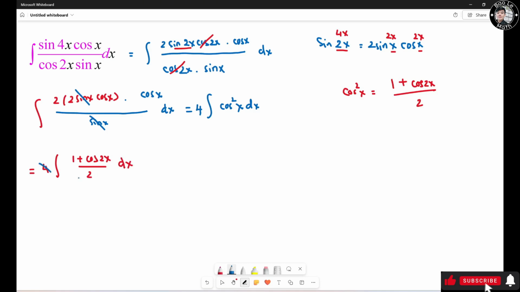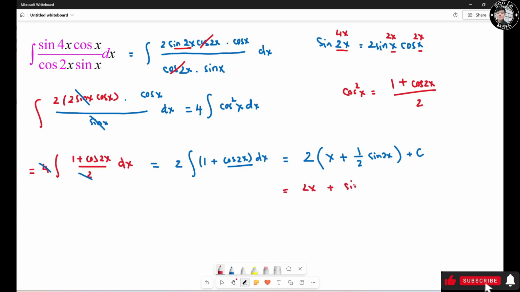ds. Now 4 and 2 right here cancel out, so I have 2 left. So it can be 2 times the antiderivative of 1 plus cosine 2s all together ds. Now it's going to be 2 times the antiderivative of 1, which is s. This is going to be plus 1/2 sine 2s plus C. Now I'm going to distribute 2, so it can be 2s plus sine 2s plus C.